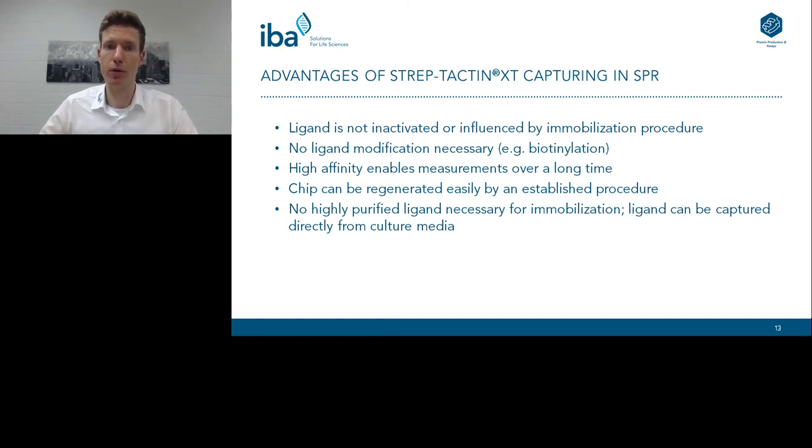In addition, you don't have to modify your ligand anymore, for example, by doing a biotinylation step. And you have high affinities, which enables you to do long-time measurements and measure very high binding affinities between the two binding partners. The chip can be regenerated easily by just regenerating the Strep-Tactin XT Twin-Strep-tag binding pocket. And finally, you don't have to have your ligand highly purified in order to immobilize it, because you specifically capture your ligand out of any sample using Strep-Tactin XT and the Twin-Strep-tag.